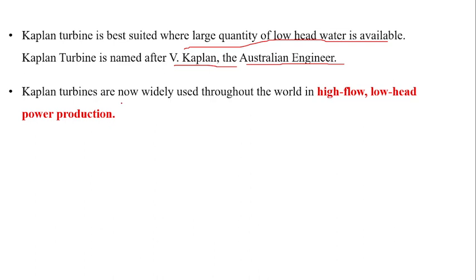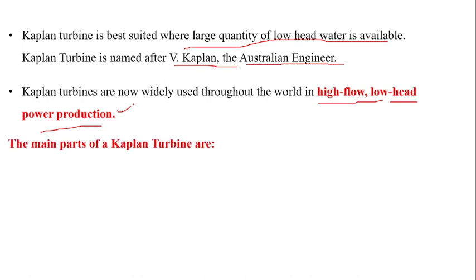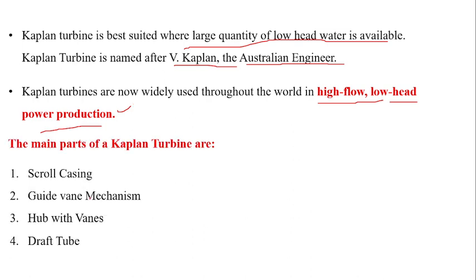Kaplan turbines are now widely used throughout the world in high flow, low head power production, where the height of water is low and the flow rate is high. The main parts of the Kaplan turbine are the scroll casing, guide vane mechanism, hub with vanes, and draft tube. The draft tube is one of the main components in all turbines.